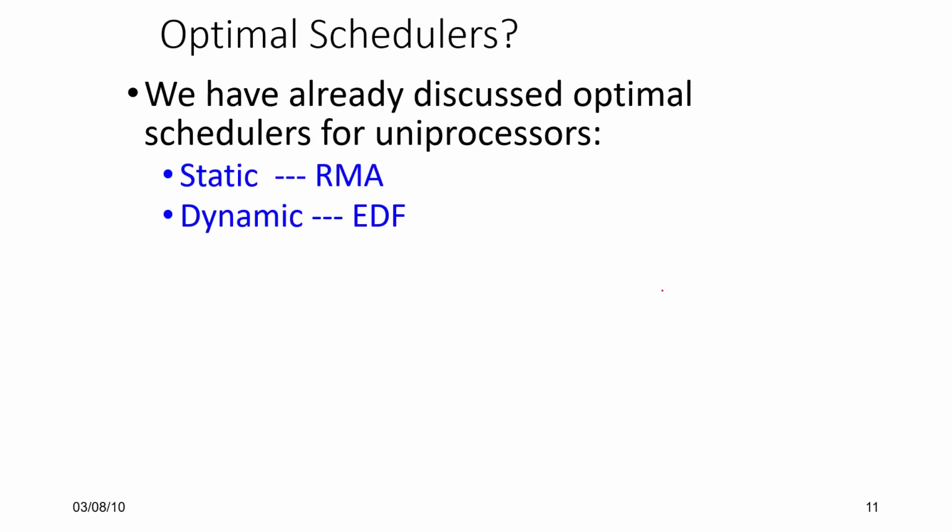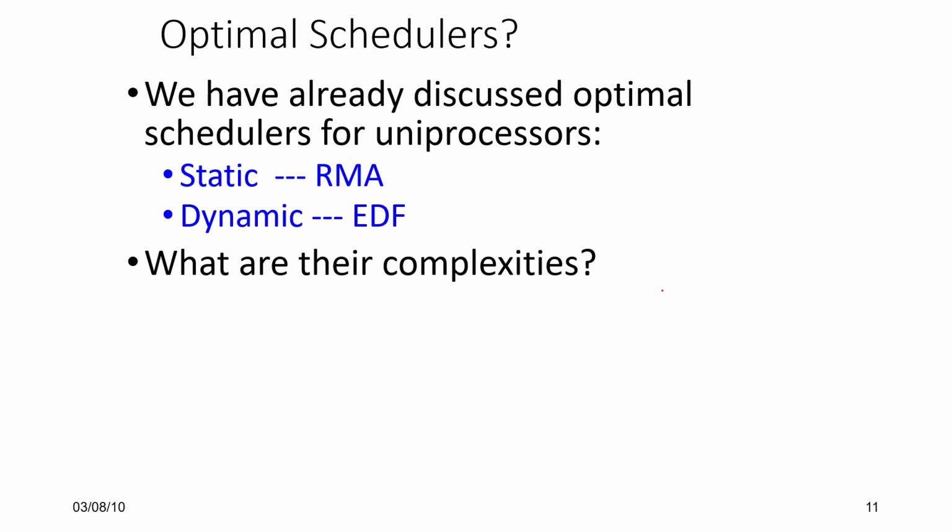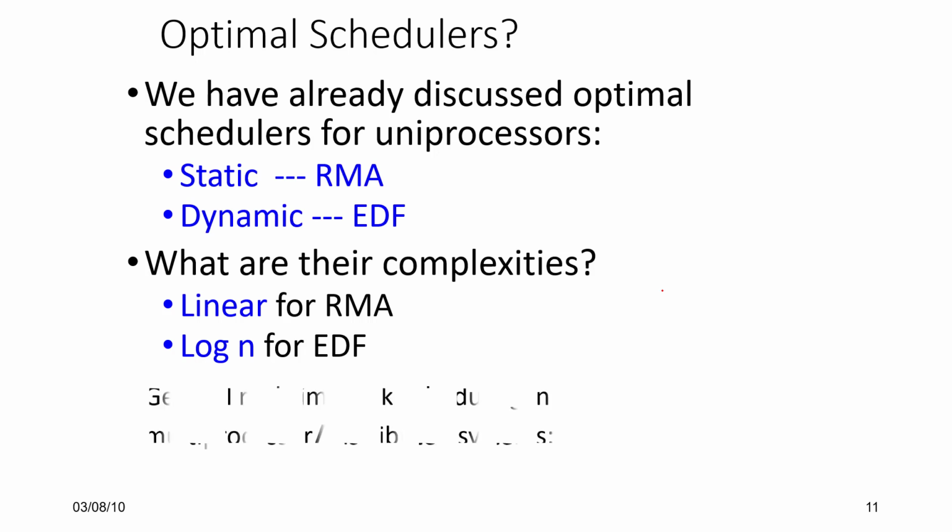Basically, optimal scheduling for uniprocessors has already been discussed, in the sense we have discussed static, dynamic, RMA, RMS, EDF. Complexities: it's linear for the rate monotonic scheduling because the tasks are static, so there is no difficulty in finding out the priority of a task. And in EDF, we have to maintain a priority queue, so hence it is log n.